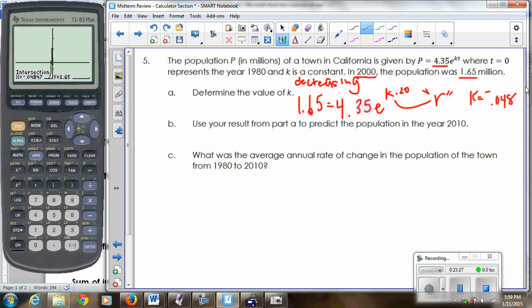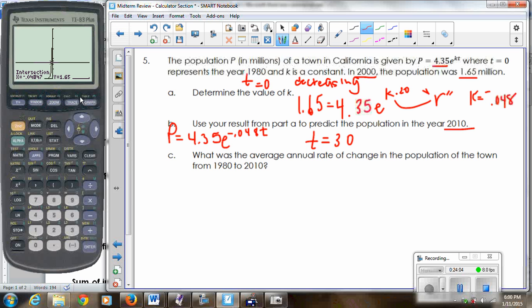So then it asks us to predict the population in the year 2010. So in order to do this, I'm going to go back to my original formula, and I'm just going to replace the K with this value that I found. So P is equal to 4.35 E to the -0.048 T. And what I'm asked to do is predict the population in the year 2010. So again, T equals 0 corresponds to 1980. 2010 is going to correspond to T equals 30. And I'm actually going to just use my calculator to help me with this.